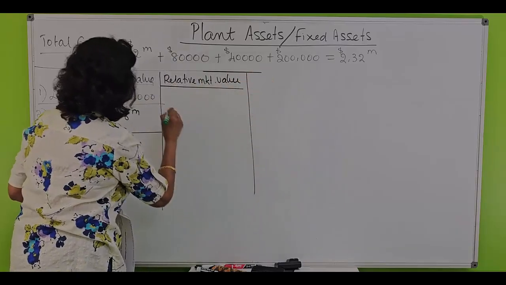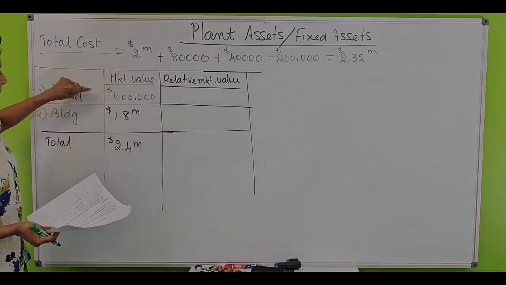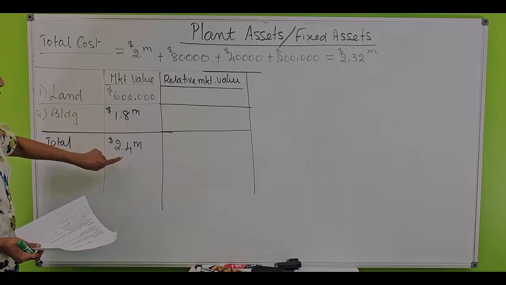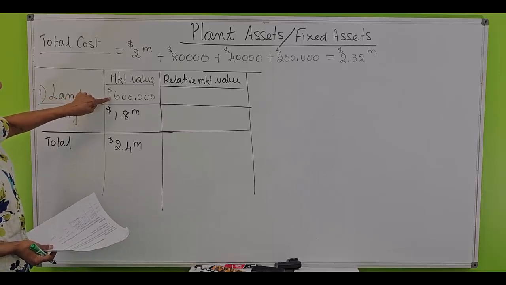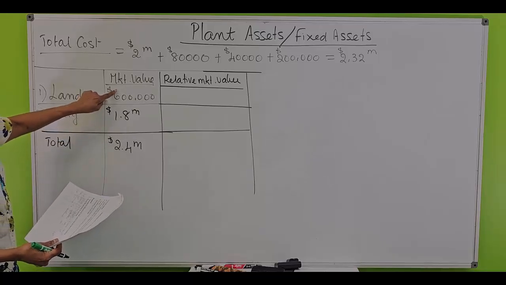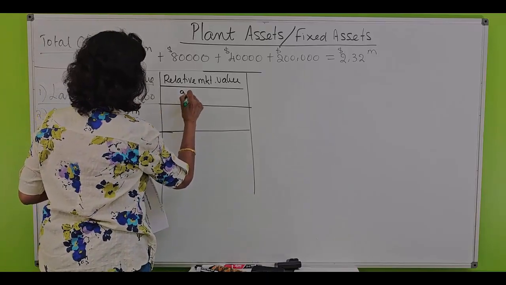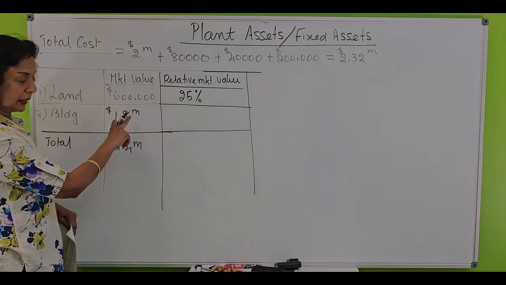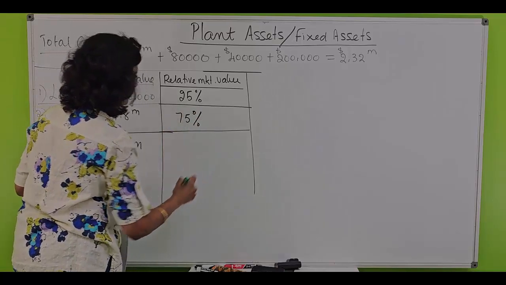So for each property, the relative market value or the sales value is the specific property's market value as a proportion of the total market value. So for the land, its specific market value is $600,000 and the total market value is $2.4 million. So $600,000 over $2.4 million comes up to 25%. And for the building, $1.8 million over $2.4 million, this comes up to 75%.